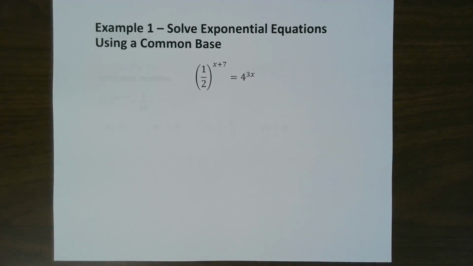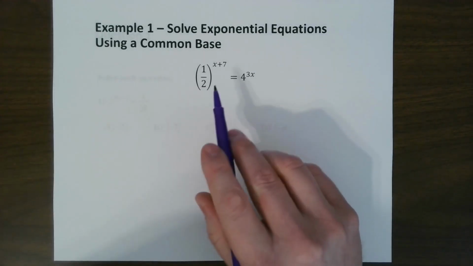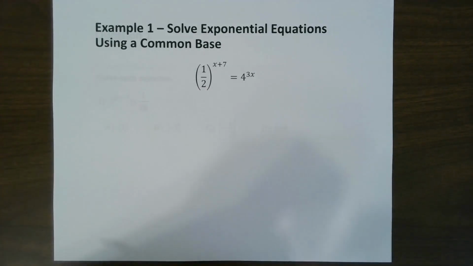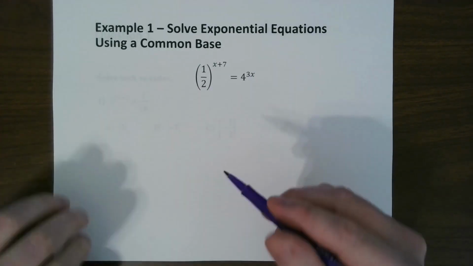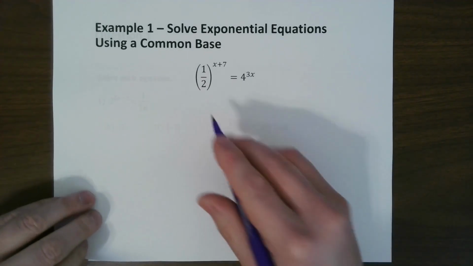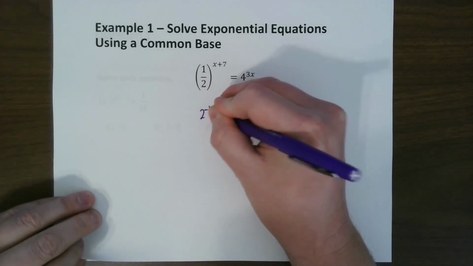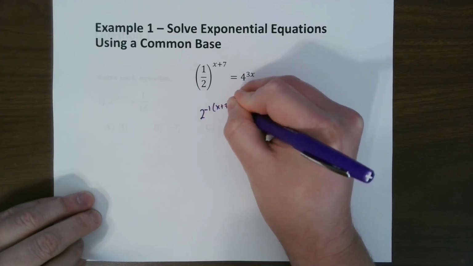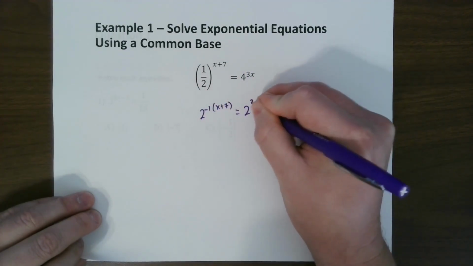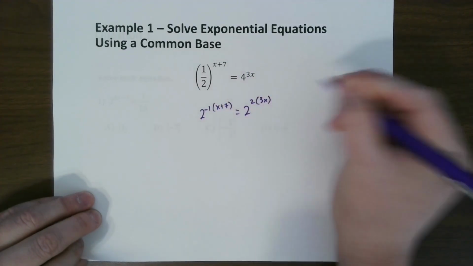So for example, these ones have uncommon bases, so we've got to make them have the same base. Well, if you look, this has a 2, and we can rewrite 4 with 2's. So that's what we're going to do here. So this is 2 to the negative 1 times x plus 7. This is 2 squared times 3x.